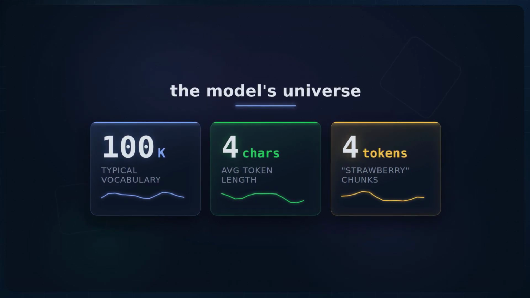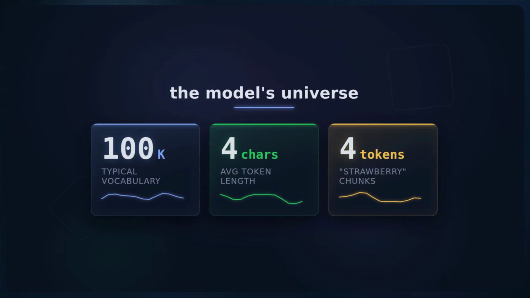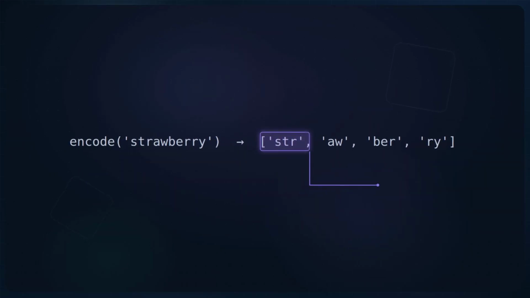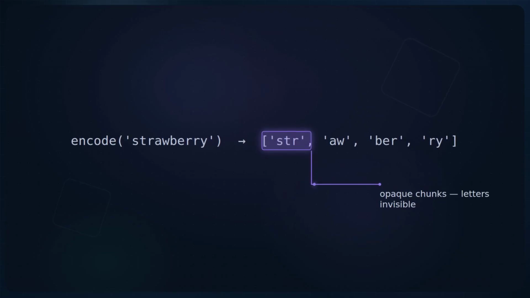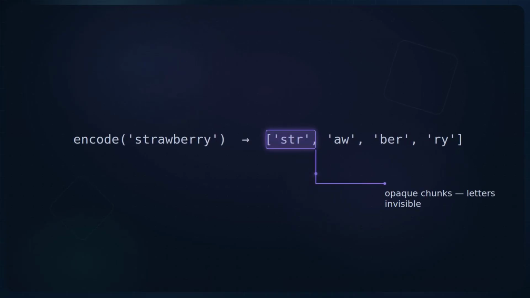This explains one of the most famous failure modes. When people ask a model how many letter R's are in strawberry, it often stumbles. It is not stupid. It literally cannot see the letters. It sees 2 or 3 opaque chunks, and it has to remember from training what letters those chunks happen to contain. Asking it to count letters is like asking you to count the threads in a shirt you are only allowed to see from across the room.